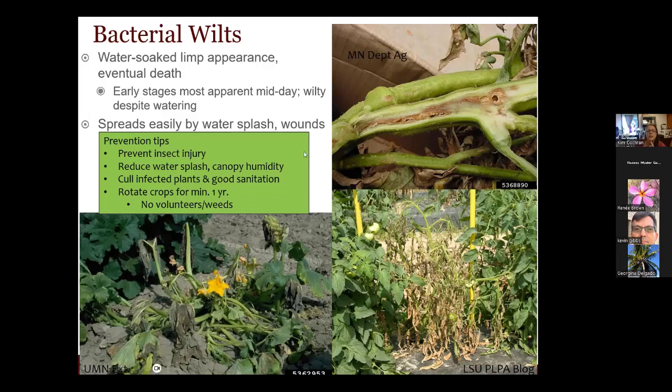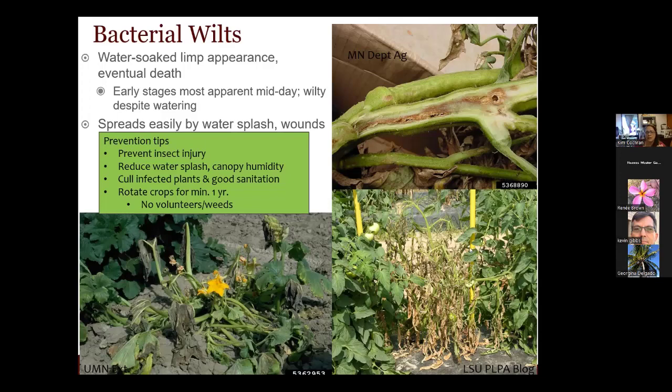For prevention tips, focus on insect injuries because, again, that's making a ton of little avenues for all those bacteria to get in. Reduce your water splash and canopy humidity. Say, switch to drip irrigation if you can. Reduce the density of your canopy. Like these tomatoes in that bottom photo, they're planted too close, so you're going to have a really humid canopy. They're not pruned up very well. So just do things that you can to promote airflow and get things nice and dried out.